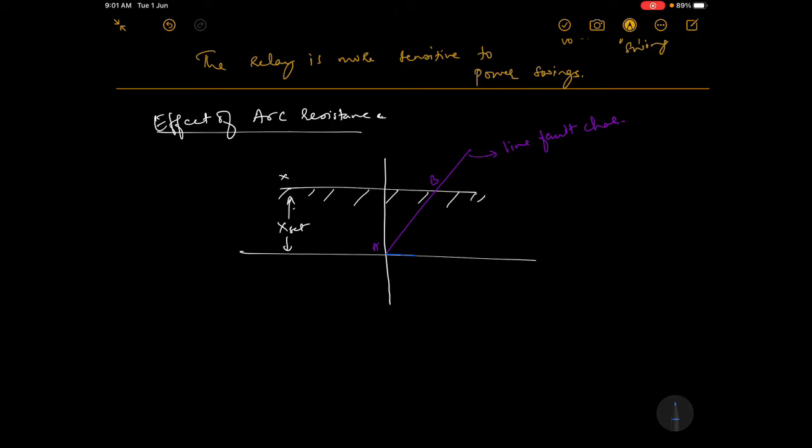Why is arc resistance there? Whenever there is a line to ground fault, it happens due to insulation failure. It is a very rare case when the line actually gets cut and falls to the ground. Most cases are insulation failure, and the ground resistance is added. The path of current flowing through that insulator to the ground will have resistance, so that resistance is added. We actually have neglected that, but when there is a fault it will be added.